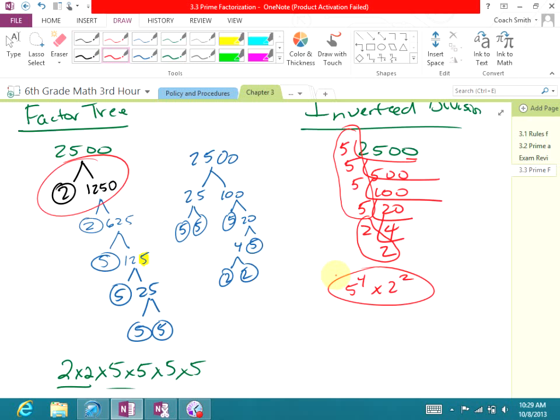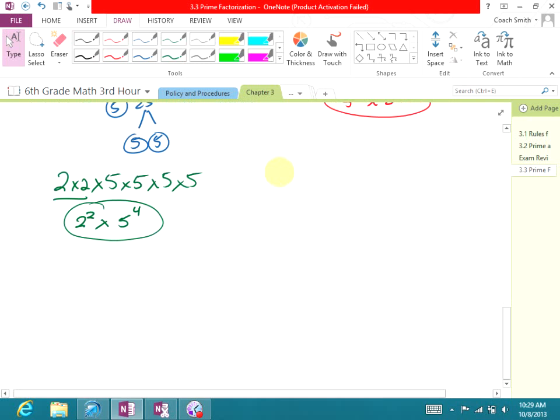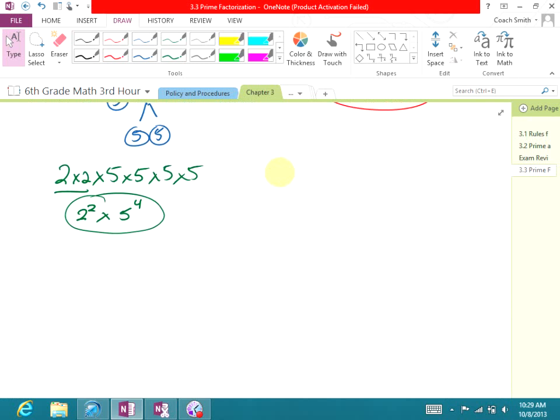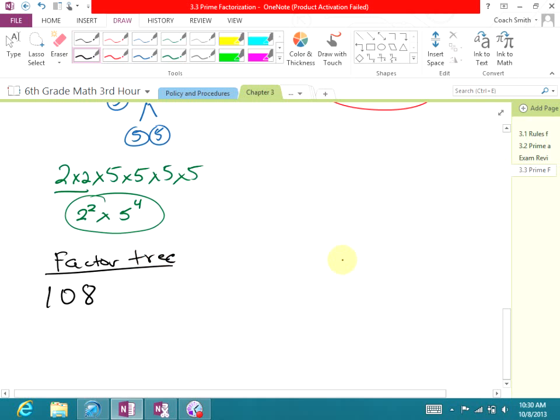Now, let's look at another one. Going to prime factor 108. Factor tree and inverted division.